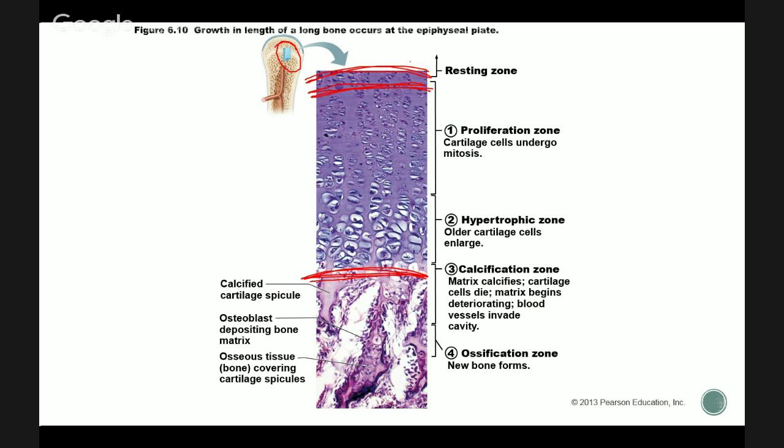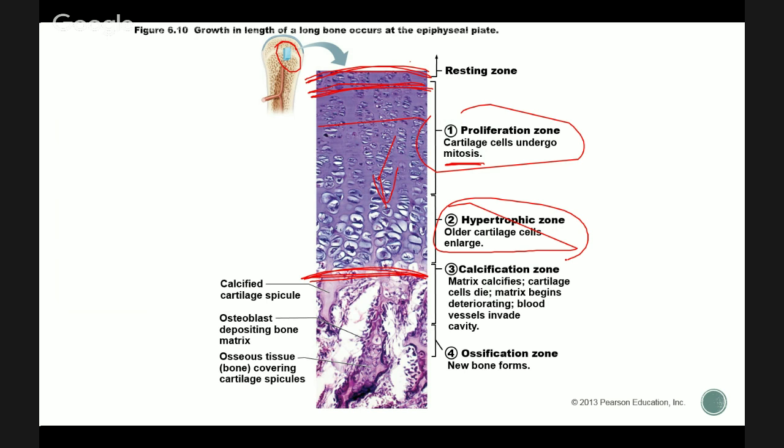But then we have this area here where the cells will undergo mitosis. We talked about mitosis, right? Remember that? So they're going to undergo mitosis. They're going to divide off. And then as those cells move inferiorly in this picture, they're going to get larger. They're going to enlarge. Well, they call enlargement hypertrophy. So the cartilage cells are going to enlarge as they get older.